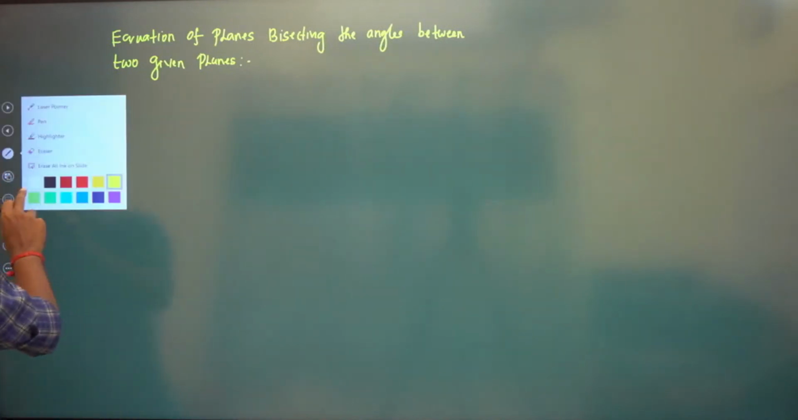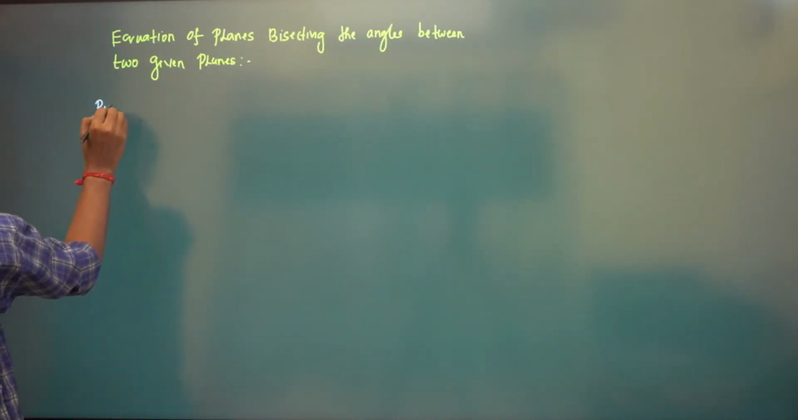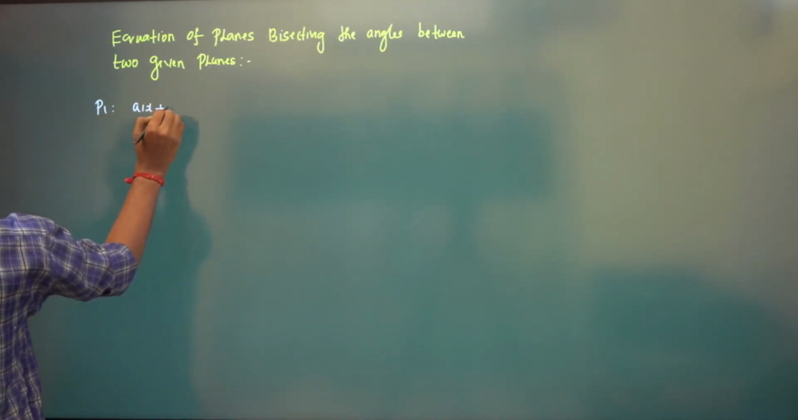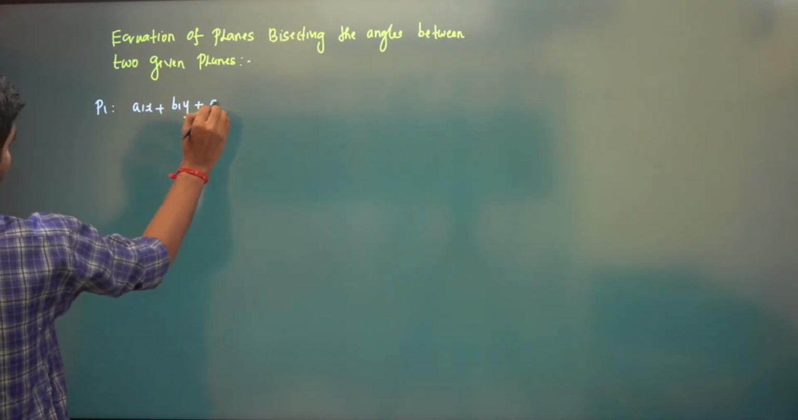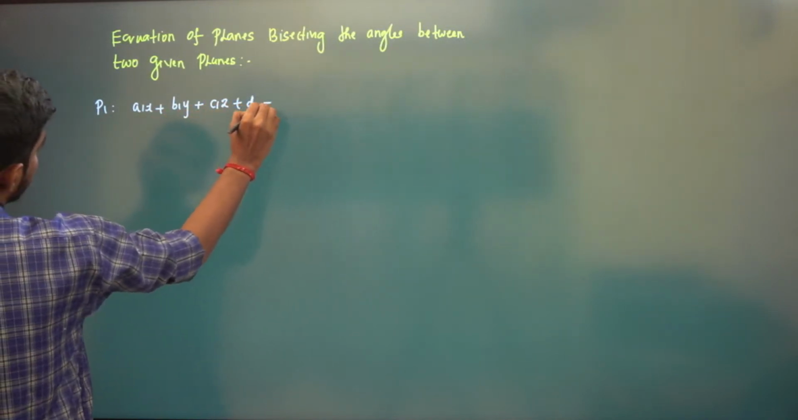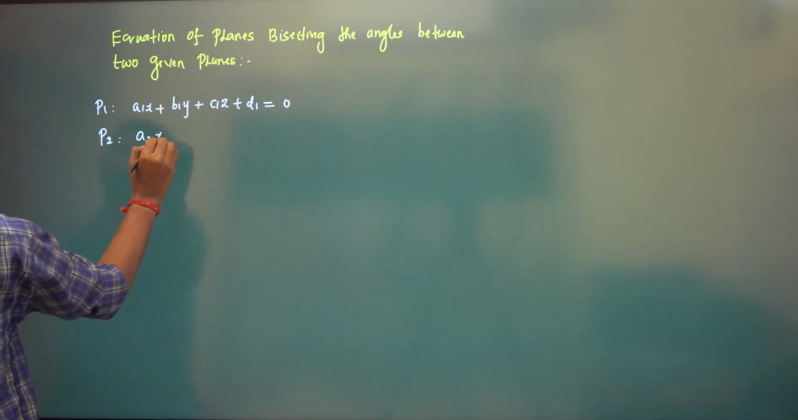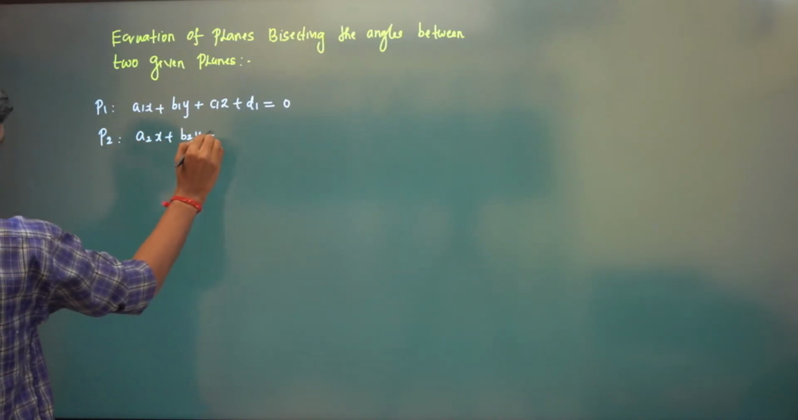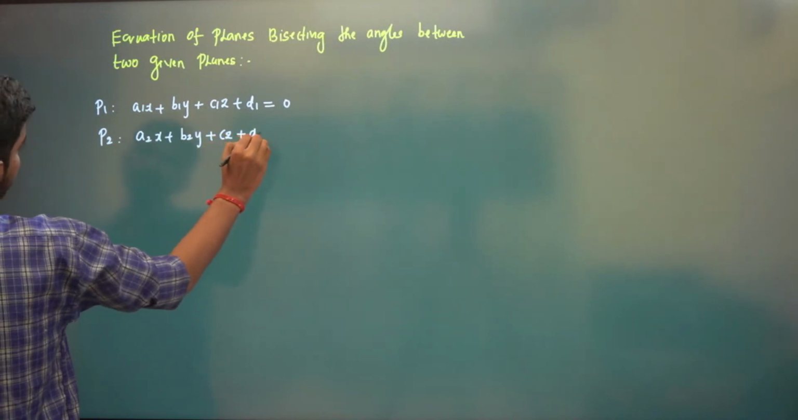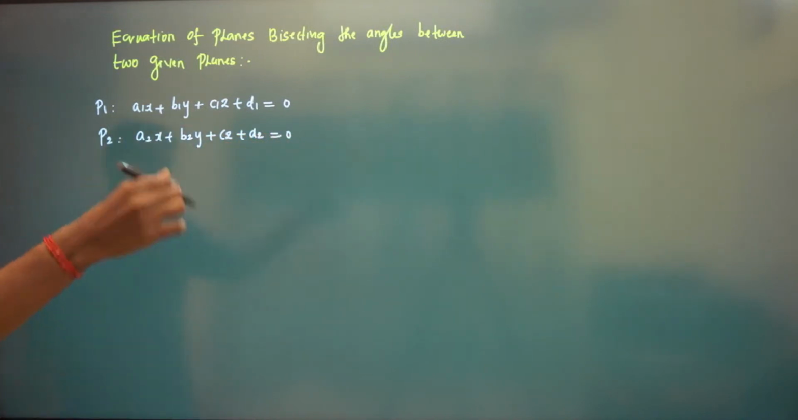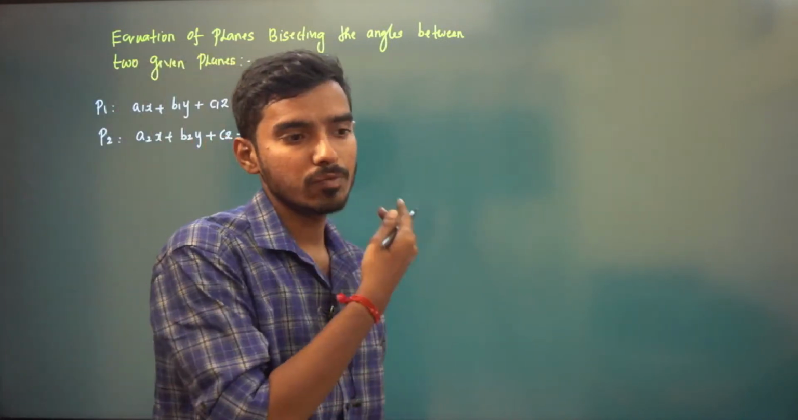So let us take two given plane, right? Let us take P1 to the first plane, which is A1x plus B1y plus C1z plus D1 is equal to 0. Let us take second plane P2, A2x plus B2y plus C2z plus D2 is equal to 0. We need to find equation of plane bisecting the angles between two plane, right?